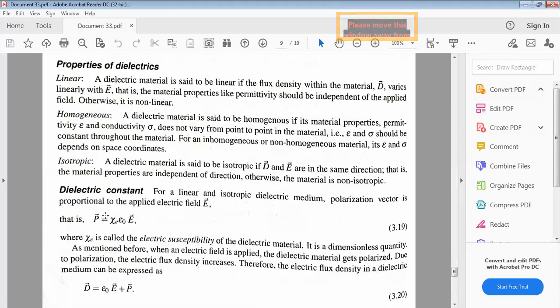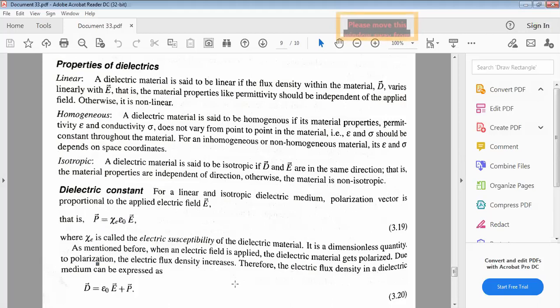P is proportional to E, that is P equal to chi E epsilon naught, where chi E and epsilon naught are the proportionality constants. Chi E is called the electric susceptibility of the dielectric material. It is a dimensionless quantity.